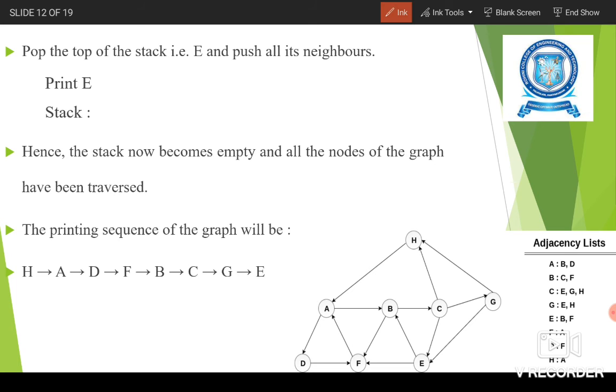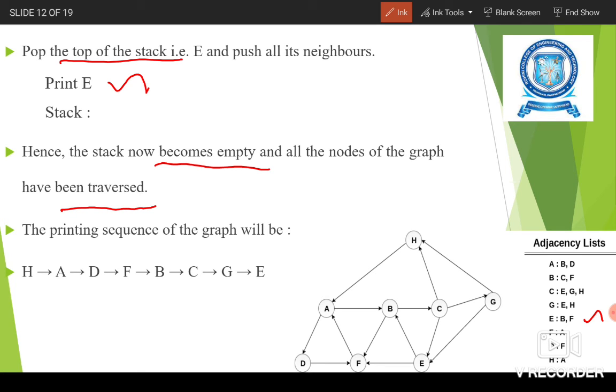So that element is popped out and it is printed, and we are seeing the neighbors of E, B and F. Both B and F are processed nodes. So you don't need to insert them into the stack. Now the stack becomes empty, which means that all the nodes of the graph have been visited.